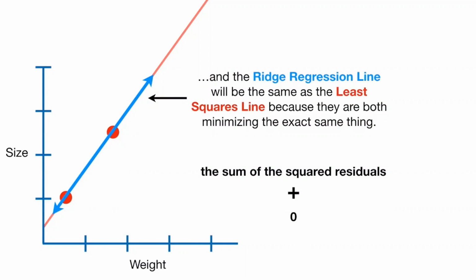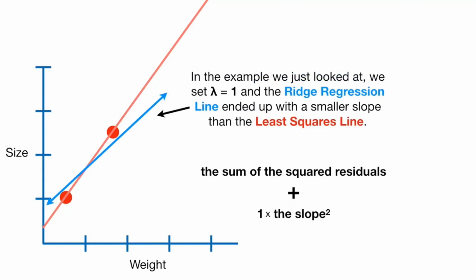Right? So we have the sum of squared residuals plus 0 because we took lambda equals 0, right? And when we took lambda equals 0, you can see the least square line and the ridge regression line are both the same. Okay, so there is no difference between a ridge regression and a least square line when the lambda value is 0. Okay, you might be asked this type of question in an interview.